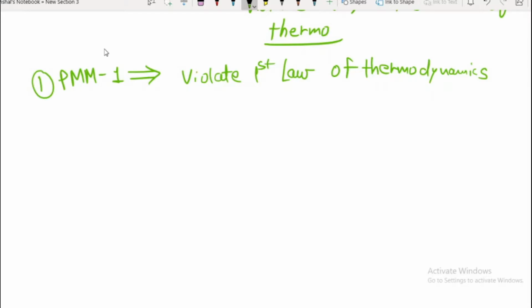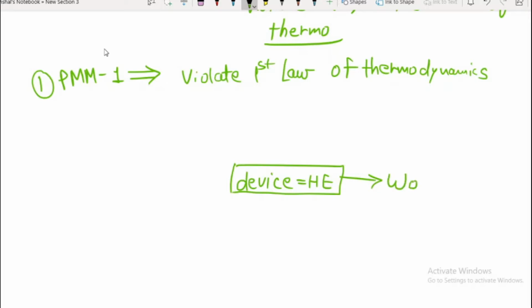According to this law, here we are taking the device. Let's suppose it is a heat engine, and the heat engine is working, and work is done without getting any heat from the source. So without getting energy from the source, the engine is working. It is impossible because it violates the first law of thermodynamics. Because when we supply some energy, then it can be transferred to work. But how is it possible that nothing is provided to run a heat engine and work is done? So it is impossible.